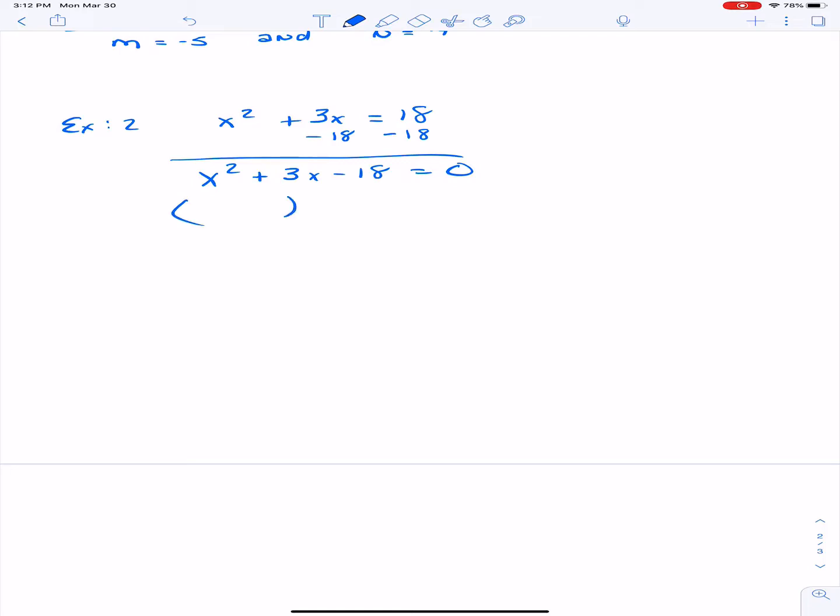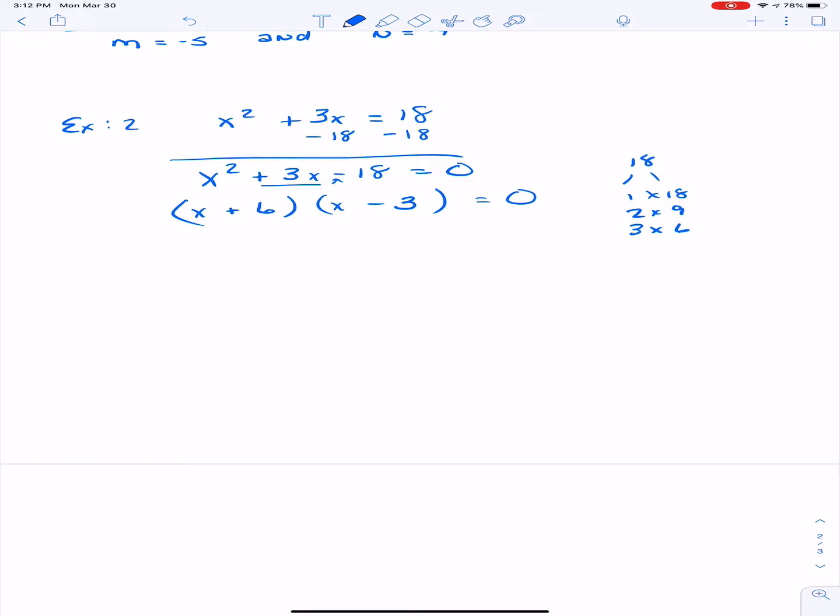Again, I'll start with my 2 parentheses, and that's going to equal 0. We have x and x. Our third term is negative, so we know that it has to be positive negative. 18 is broken down into 1 times 18, 2 times 9, 3 times 6. Our center term has to be 3x, a positive 3x, so that means that 6 has to be positive and our 3 has to be negative.